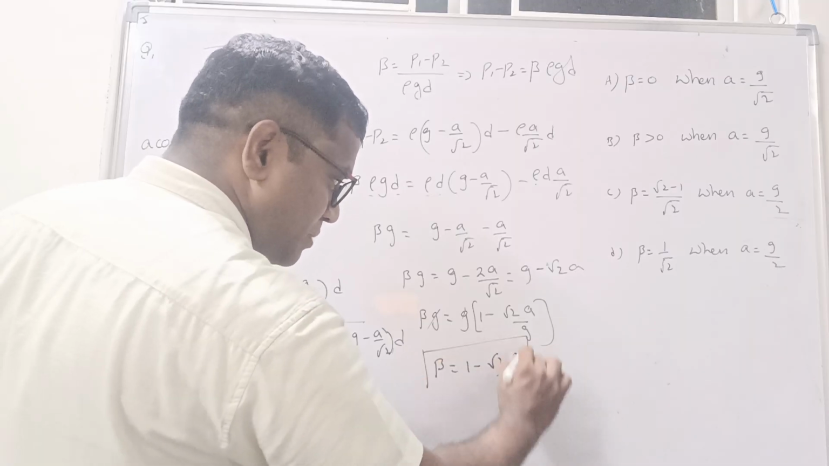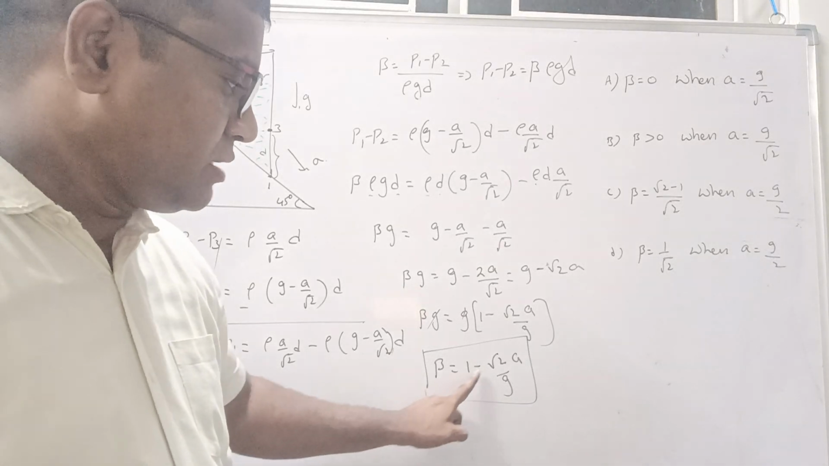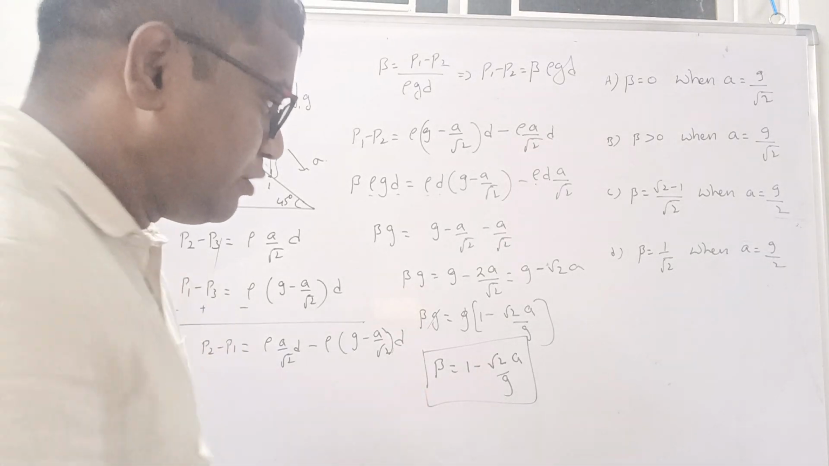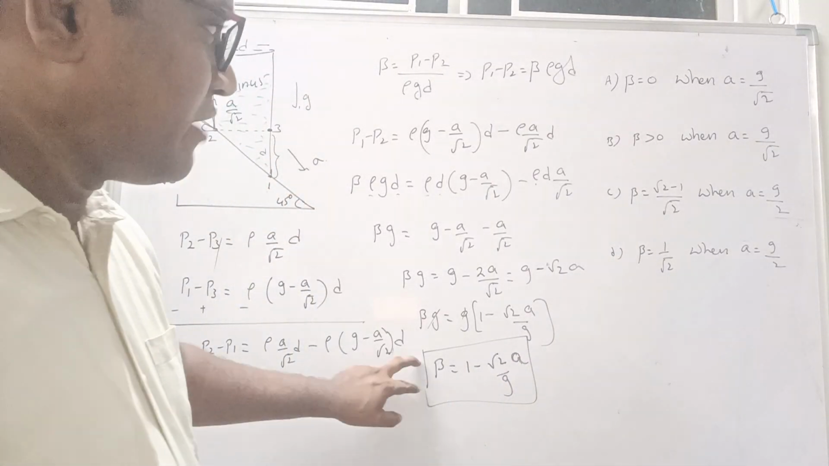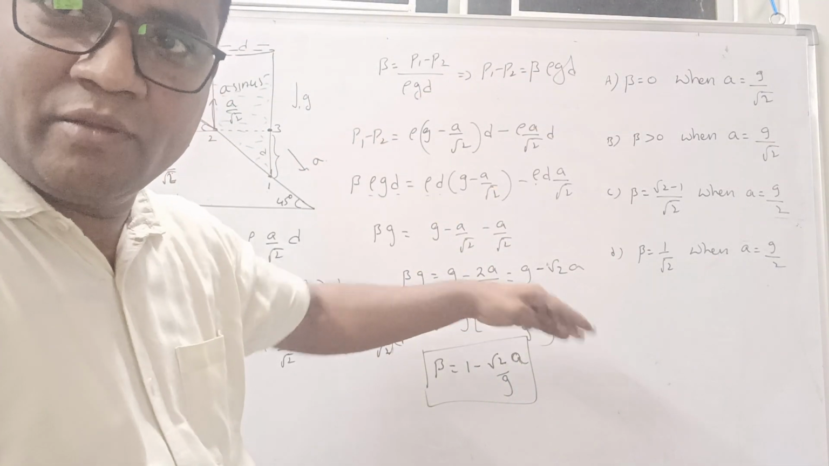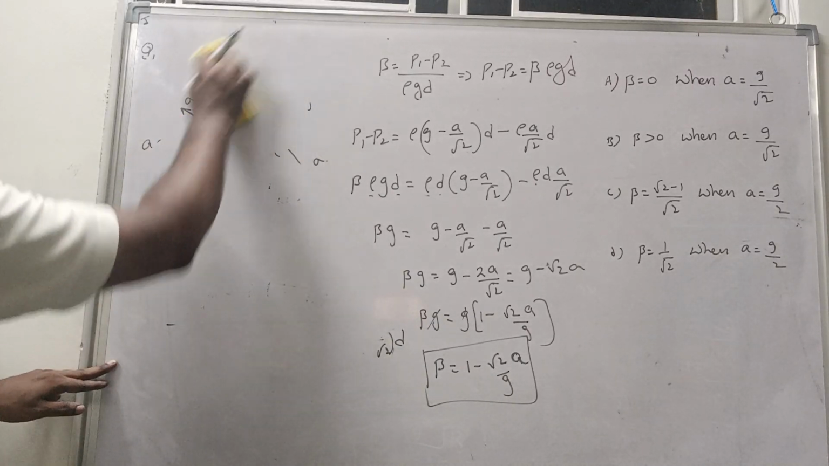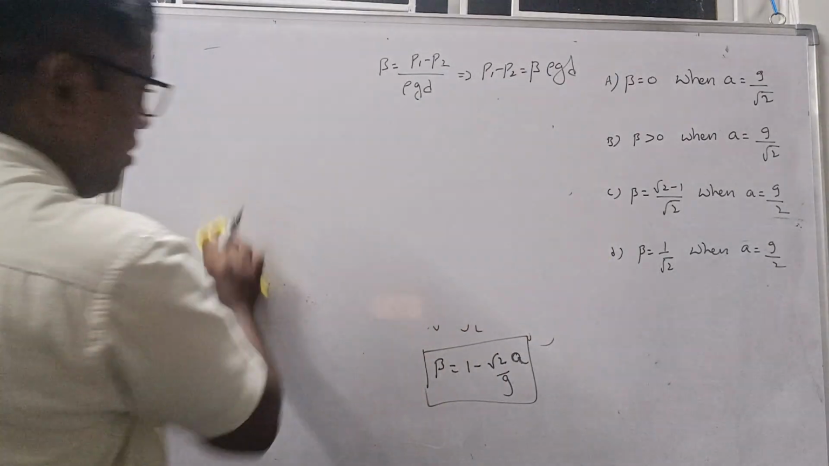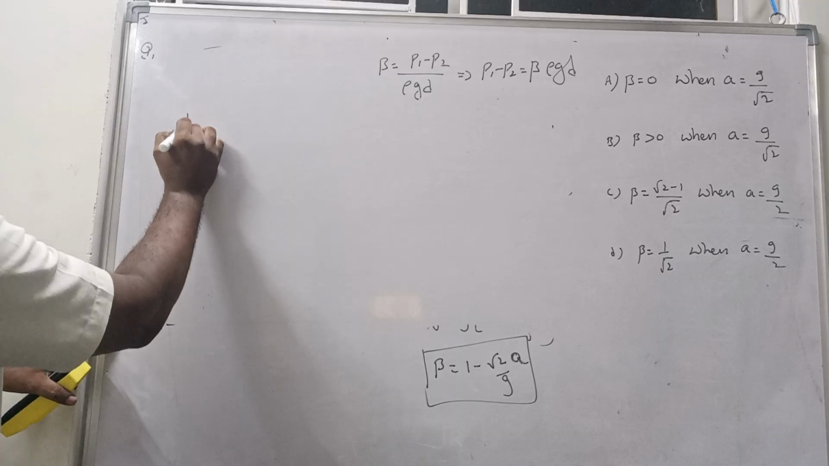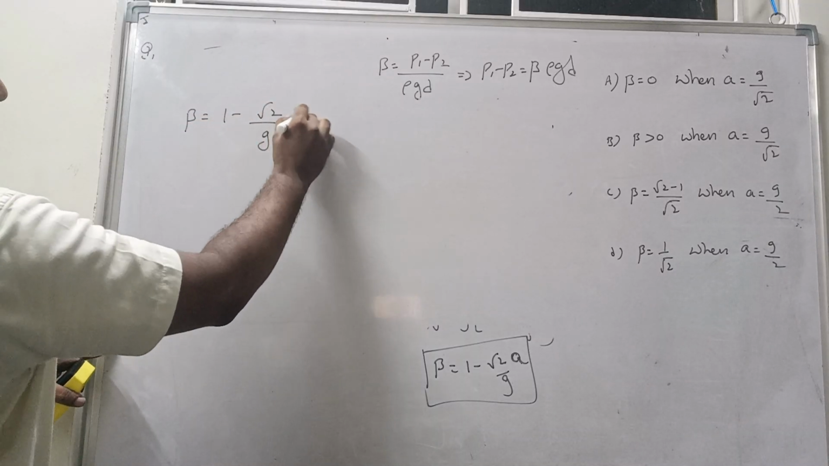So this is the main expression we want to get. Beta is equal to 1 minus root 2 by G into A. This one is A. Clear? So with this equation, we'll compare the options one by one. See here, we got beta is equal to 1 minus root 2 by G into A.